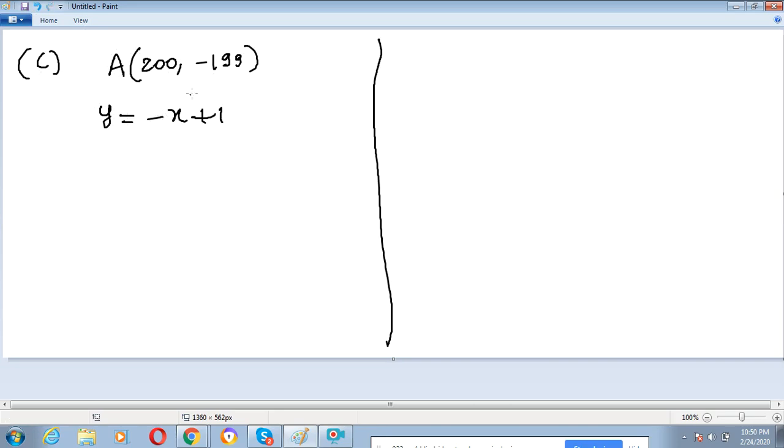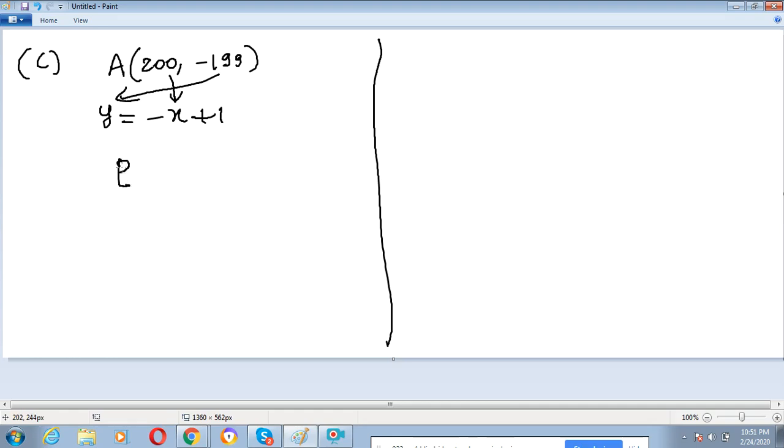Just put these into the same equation, x over a plus y over b. Put the value of x here, and put the value of y in the place of y. If you get LHS equal to RHS, left hand side equal to right hand side, it satisfies the equation. It means it lies on the graph. If not, then not. Simple.